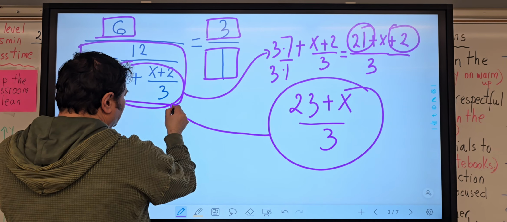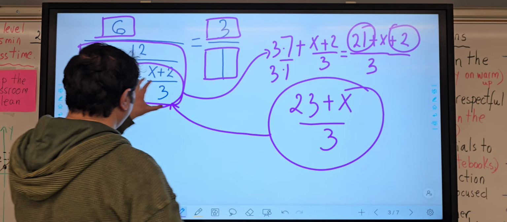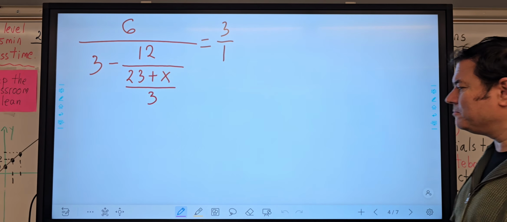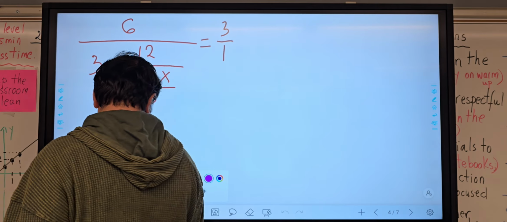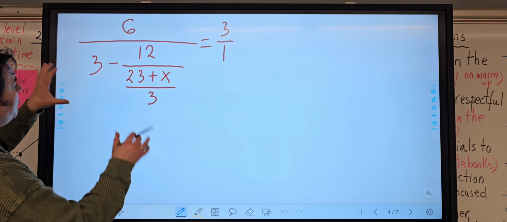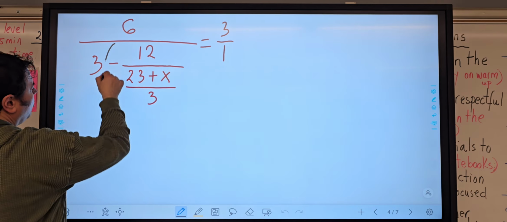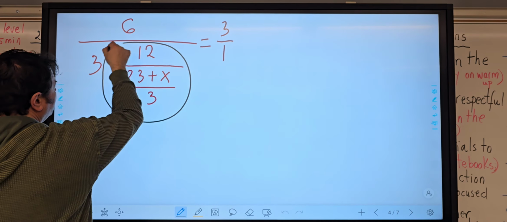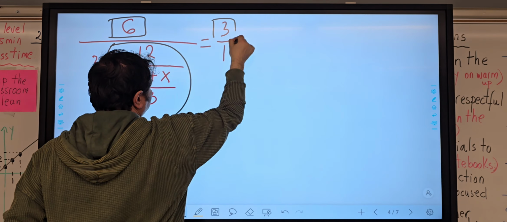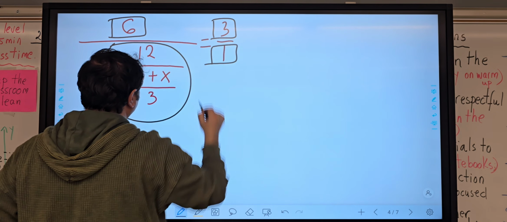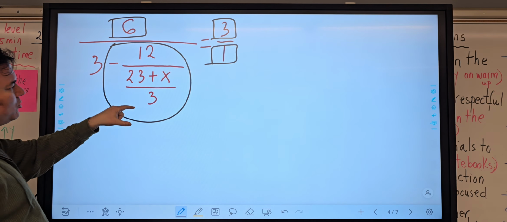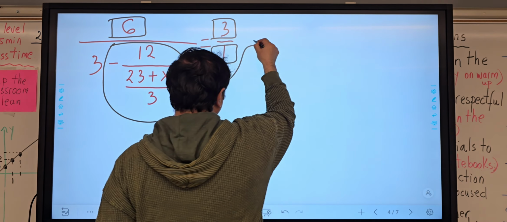So this bubble became a little bit simpler. Let's replace that bubble with whatever we got after this operation. So let's see what we get next right here. Here we got this equation, and now our goal would be to solve this next. 6 is by itself, 3 is also by itself, and 1 is also by itself. But now let's solve negative 12 divided by 23 plus x over 3 and see what we get.